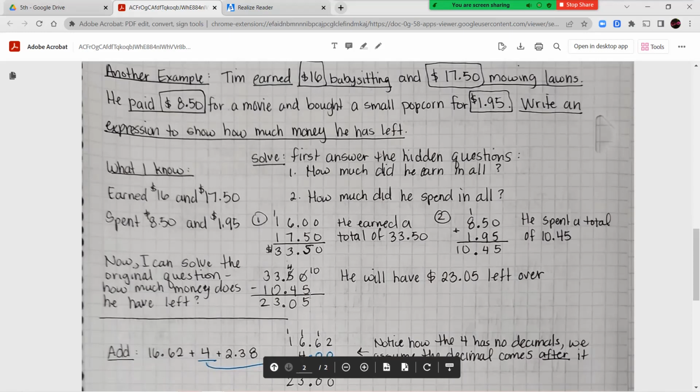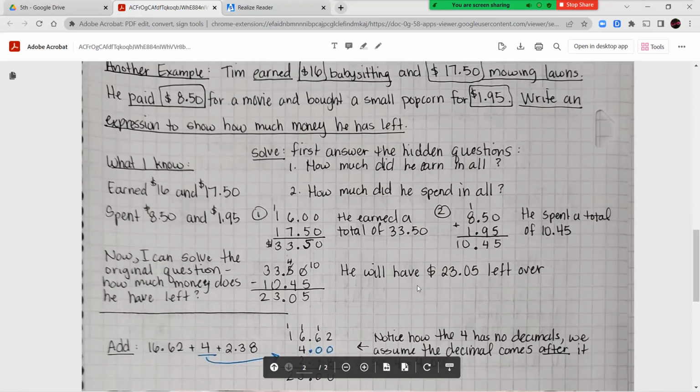I couldn't do 0 minus 5, so that became a 10, and I borrowed a group of 10 from my 10th place. So 10 minus 5 is 5. 4 minus 4 is 0. I dropped my decimal point. 3 minus 0 is 3, and then 3 minus 1 is 2. So he will have $23.05 left over.